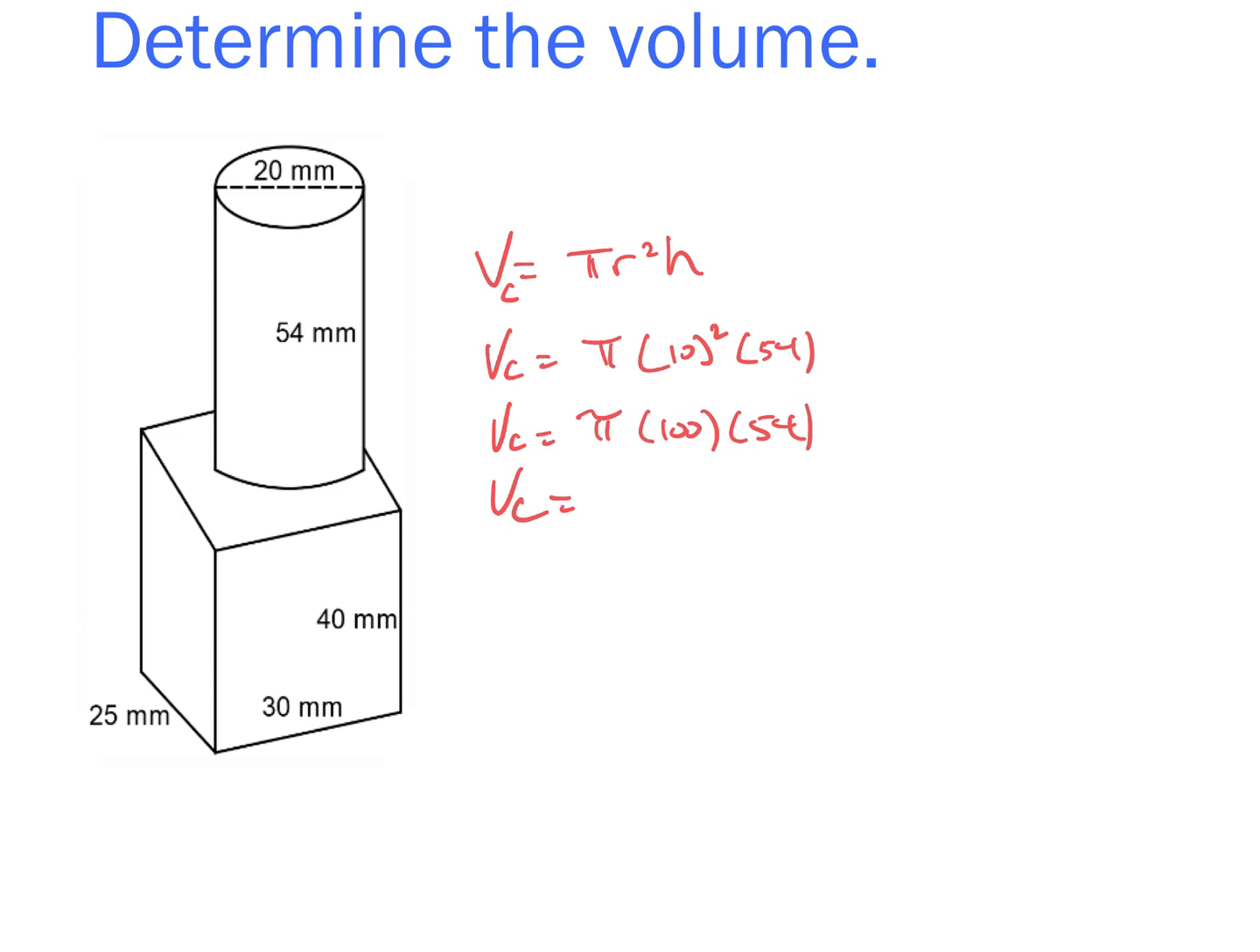And then we can do the rest of this in one step on our calculator. And when we do that, we will get 16,964.60. The units are millimeters, so it's millimeters cubed. That's the volume of the cylinder.